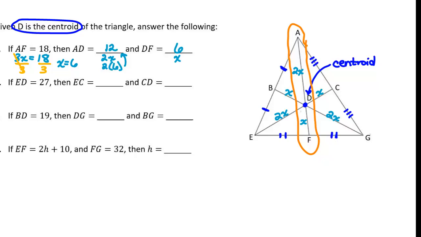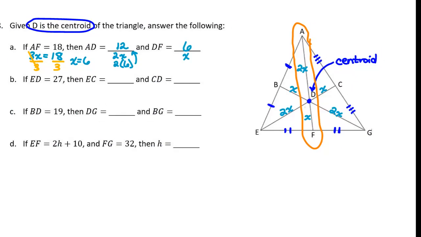We don't label it as 6X. We just use that X as a placeholder so that I can get my relationships down here. So I have x, 2x, and 3x to show me that the whole segment is 3 times as big as the centroid to the midpoint. From the centroid to the vertex is twice as big as from the centroid to the midpoint.